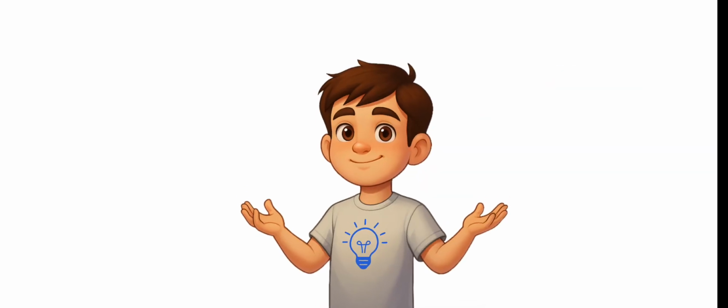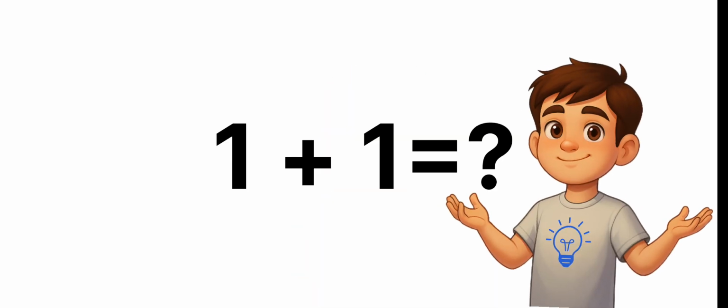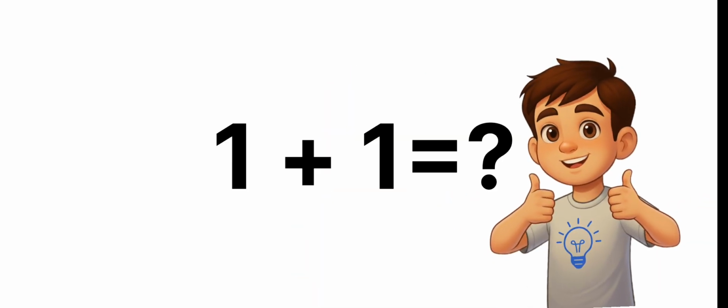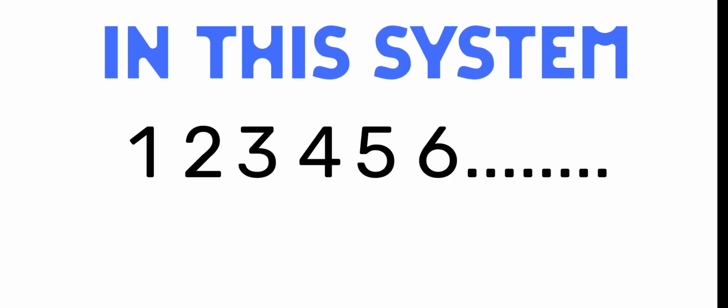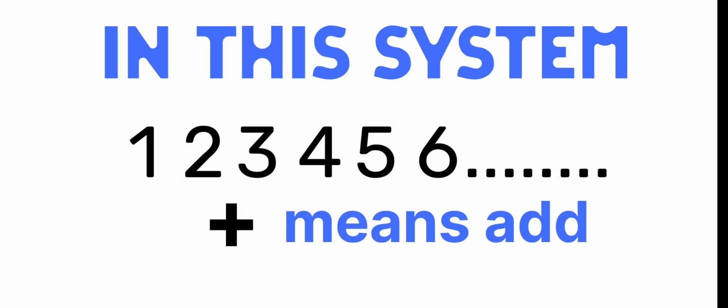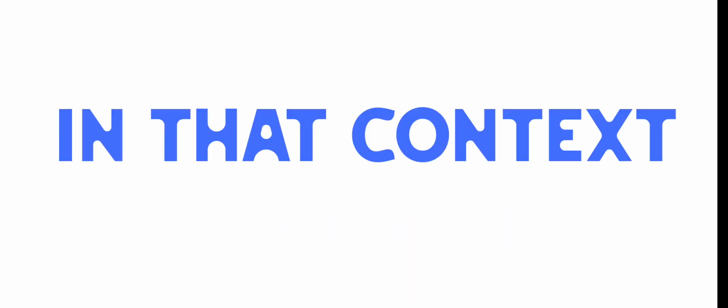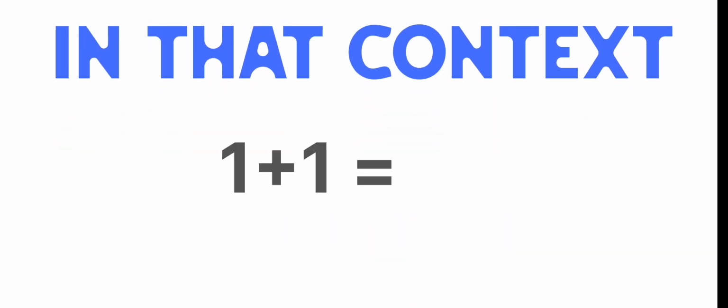We've all been trained to assume one thing. When we see this equation, we assume we're in the system we learned in kindergarten, standard arithmetic. In this system, 1 is the symbol for a single unit, 2 is the symbol for the next unit in the sequence, and plus means to add them together. It's a set of rules we all agree on, and in that context, the answer is, of course, 2.